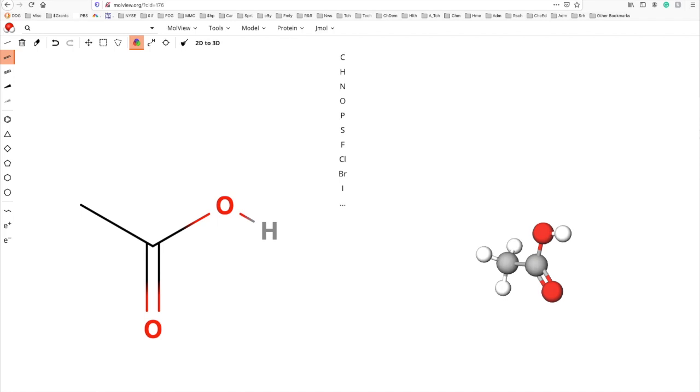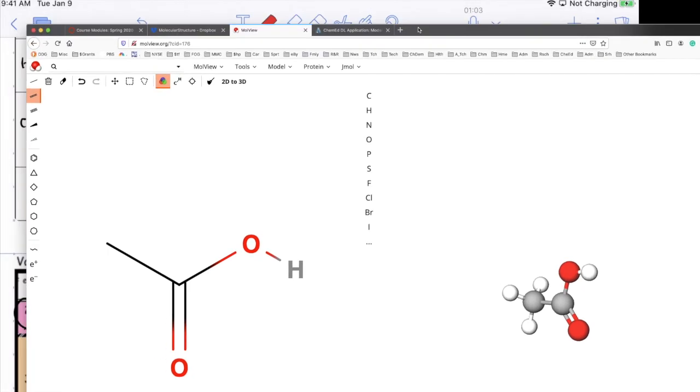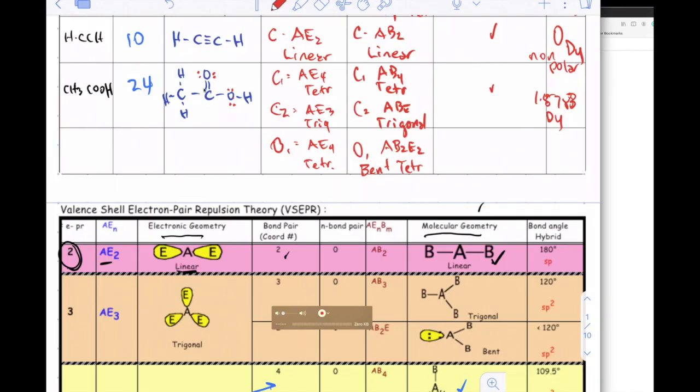So that is how you would complete this worksheet. Now in your worksheet you do have some unknowns, and you would work on the unknowns in a similar fashion.